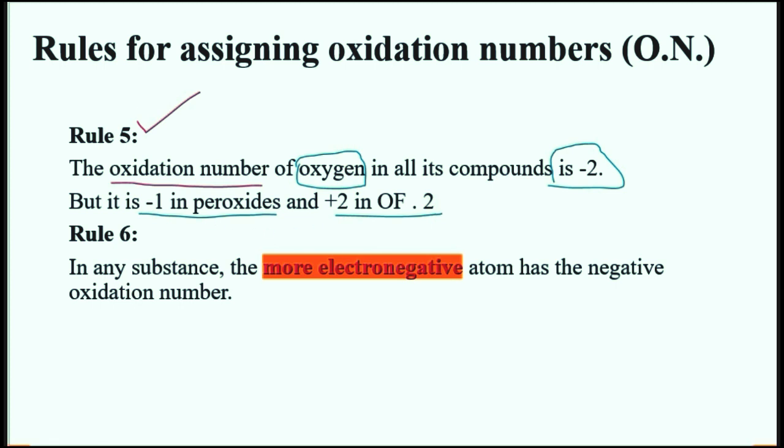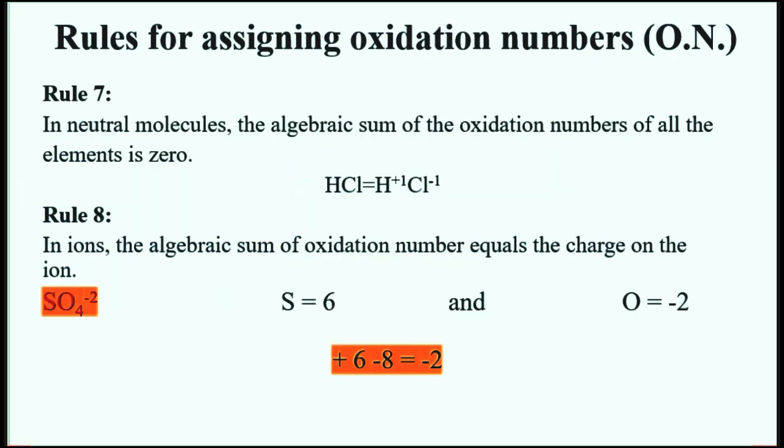We are going to discuss rule number 6. This rule is related to the electronegativity of an atom. Any atom which is more electronegative has a negative oxidation number. For example, the group of halogens like fluorine, chlorine, bromine, iodine and astatine.